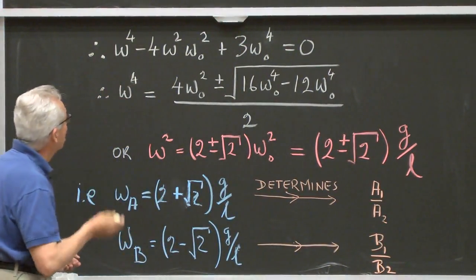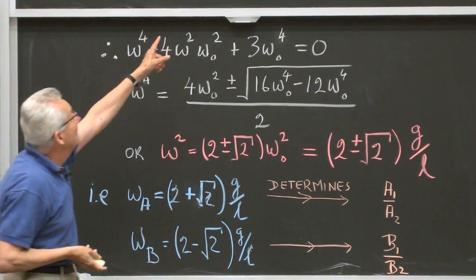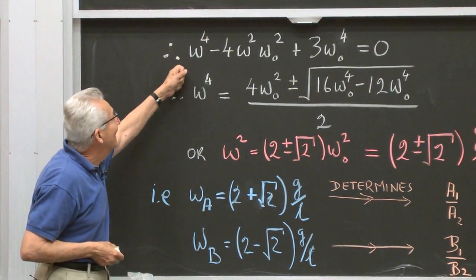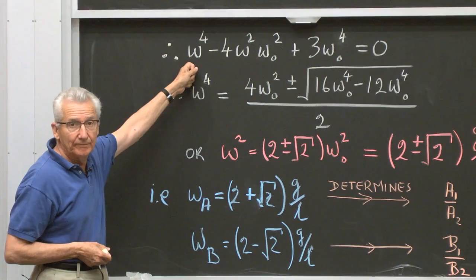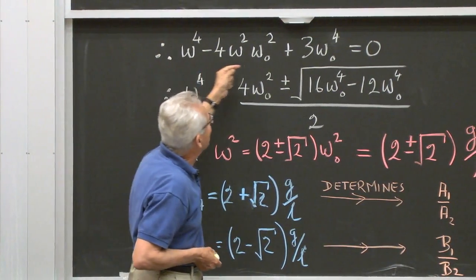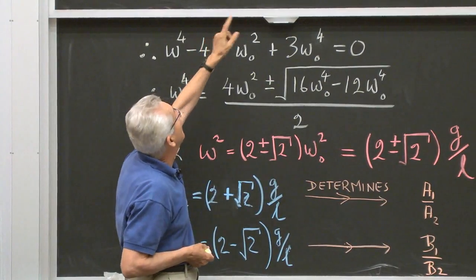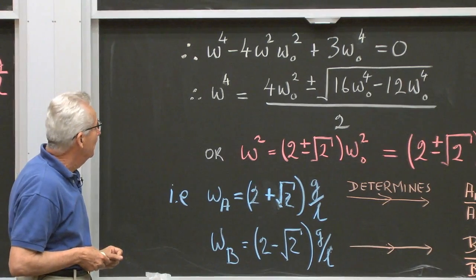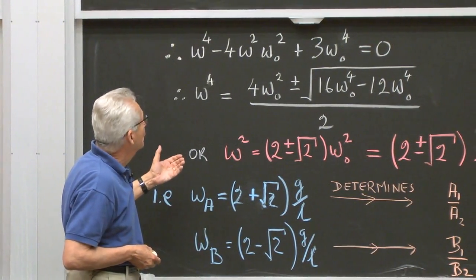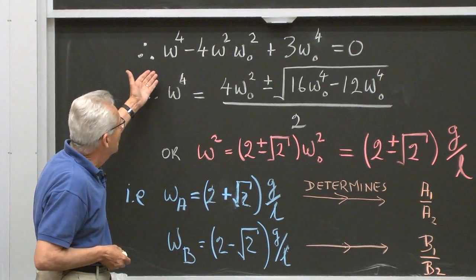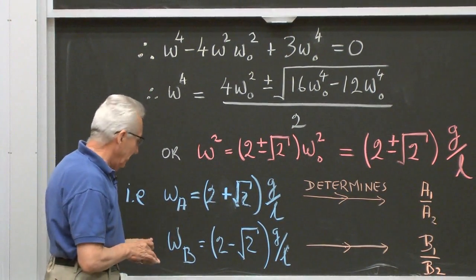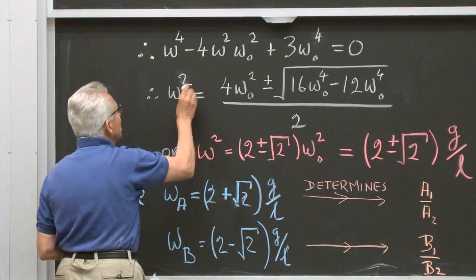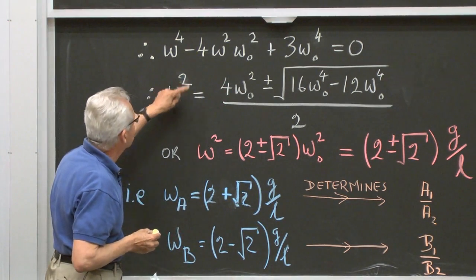And this is a hard grind, unfortunately. If I take this, multiply it out, I get a quadratic equation in omega squared. If this quadratic equation is satisfied, then all these are self-consistent. All right, you know how to solve a quadratic equation. And this is a quadratic equation in omega squared.